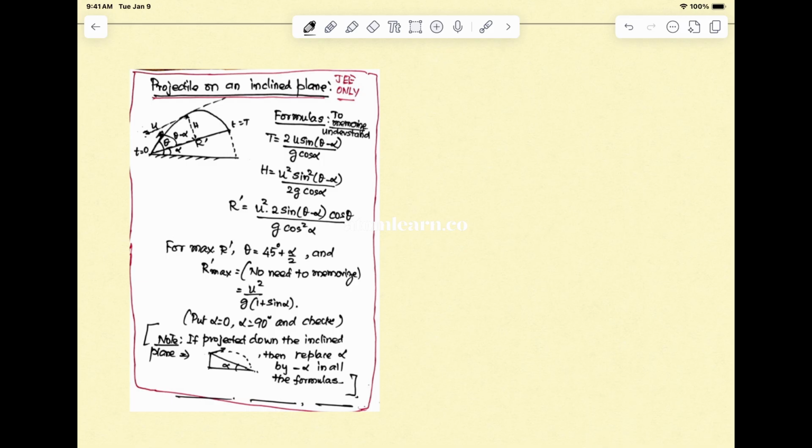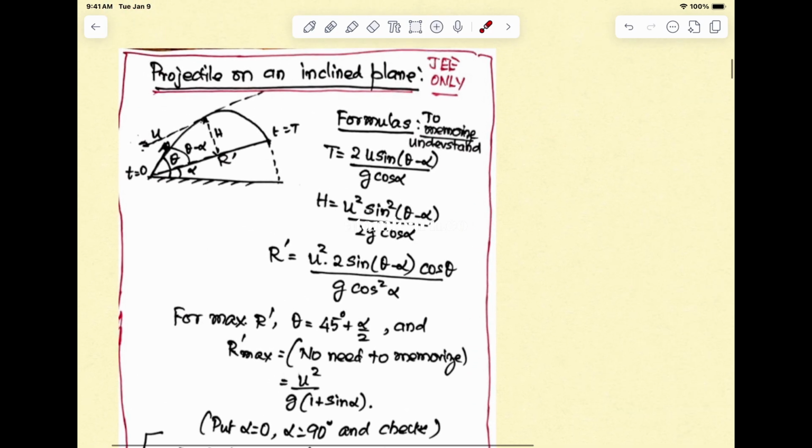The next concept and formulas we'll have to cover is a projectile projected so that we find the range along an inclined plane. That is assuming the projectile is projected from the foot of the inclined plane. Let me just explain this from this figure. Look at this figure. There is an inclined plane like this. This is horizontal ground, and this is an inclined plane.